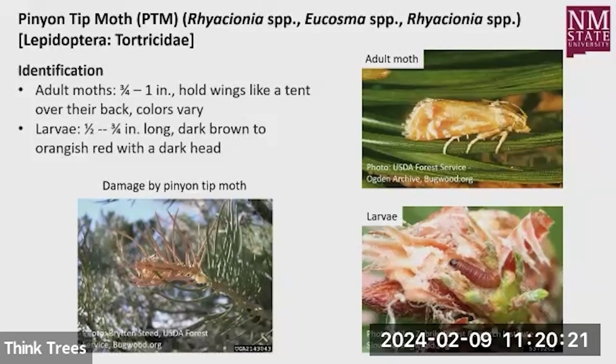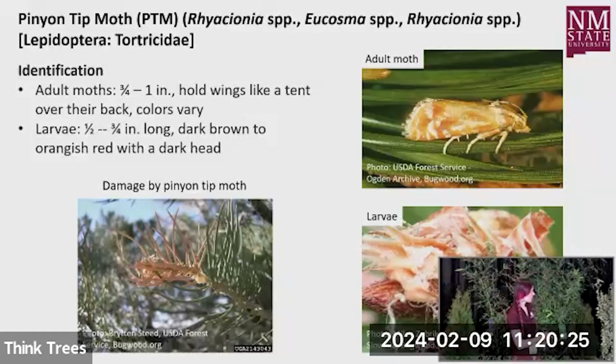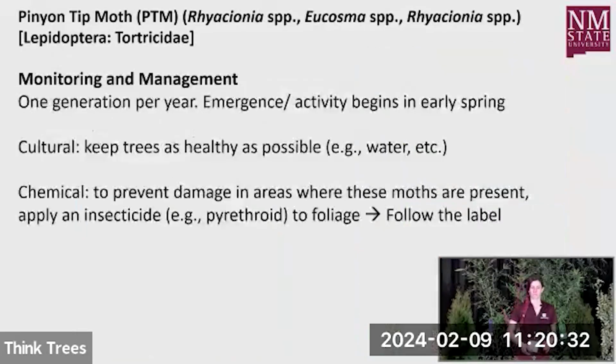They have damage on the tips here, right? So that's why they're called pinion tip moth. You get a little bit of oozing here and then die back. That's pretty standard for that. So what can you do? How do you manage these? How do you monitor for them?